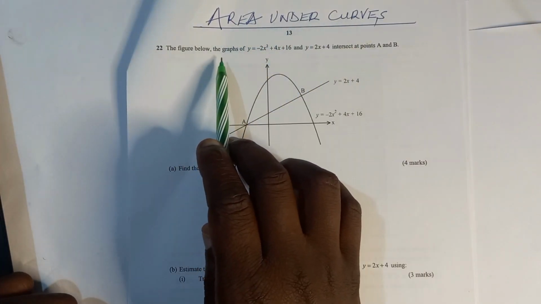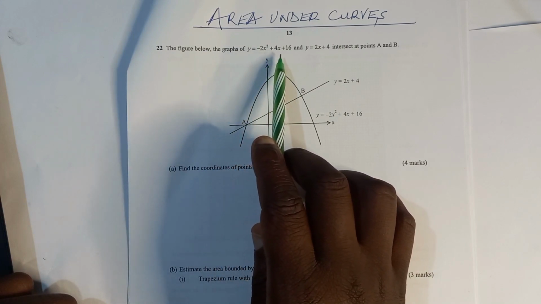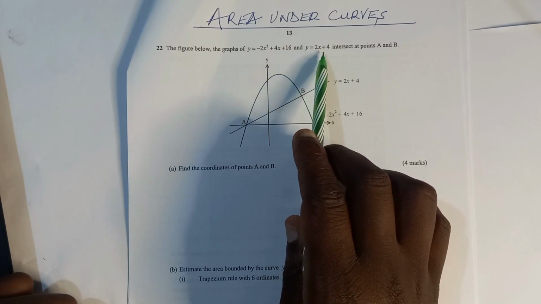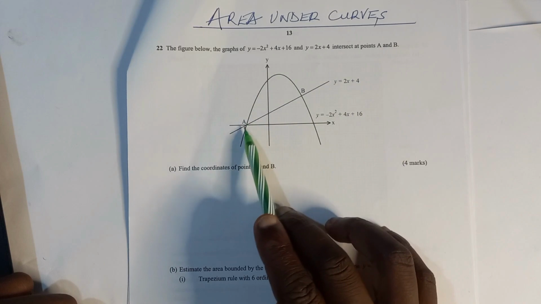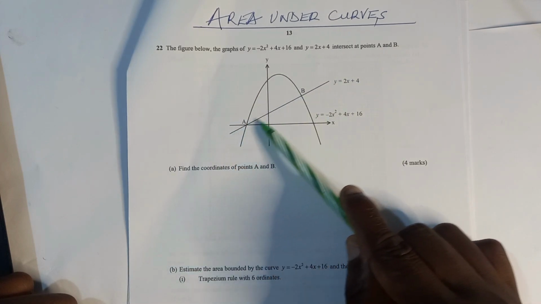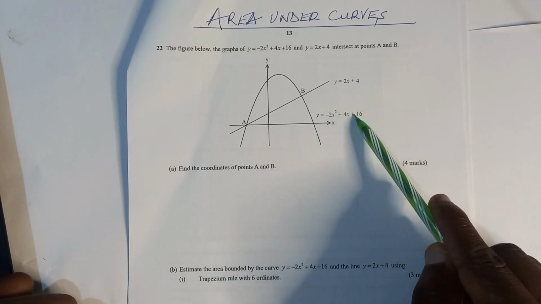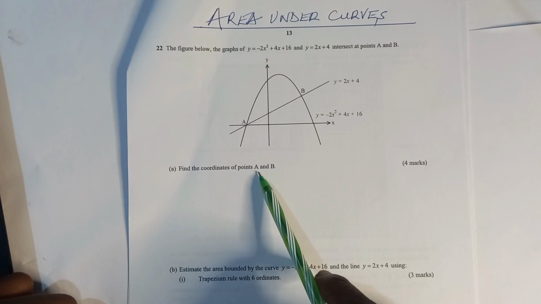In the figure below, the graphs of y equals negative 2x squared plus 4x plus 16 and y equals 2x plus 4 intersect at points A and B. So you can see points A and B. The first graph, the line, is given, y equals 2x plus 4, and the curve is given there. Part A, find the coordinates of points A and B.